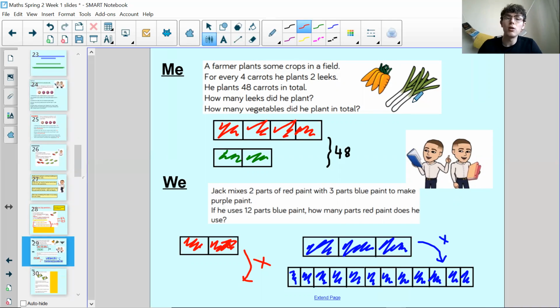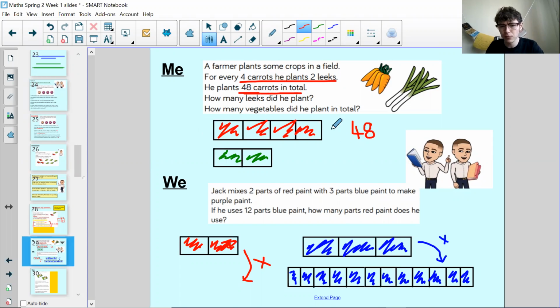A farmer plants some crops in a field. For every 4 carrots, he plants 2 leeks. He plants 48 carrots in total. How many leeks did he plant? Okay, so straight away, I'm going to highlight the key information in the question. For every 4 carrots, he plants 2 leeks. He's planted 48 carrots in total.